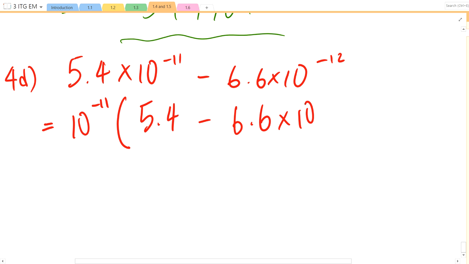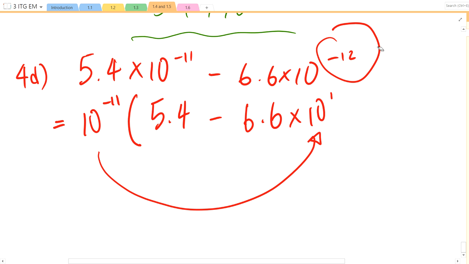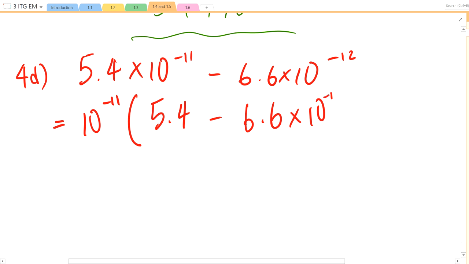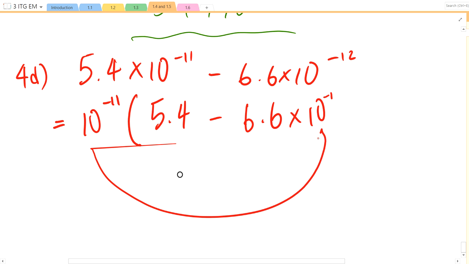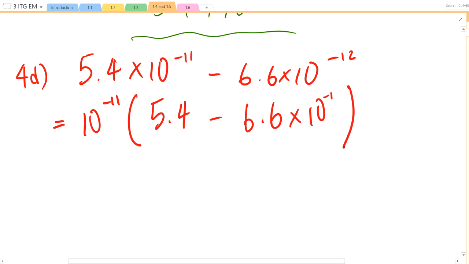Is it negative 1? Is it 1? If you are not too sure, you can always try. Let's say it is 1. If I have 10 power negative 11 times 10 to the power 1, what do we get? 10 to the power negative 10. Is it the same? No, it's not the same. So it can't be 10 power 1. What if I put negative 1 over here? Now you multiply, what do we get? 10 power negative 12, which is the same, isn't it? It's the original question. Okay, so this is what we have.